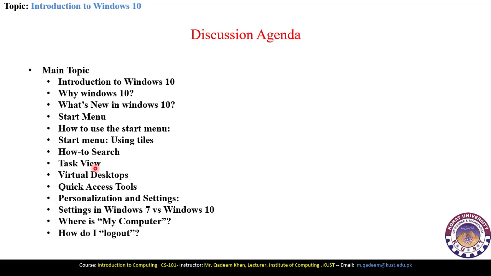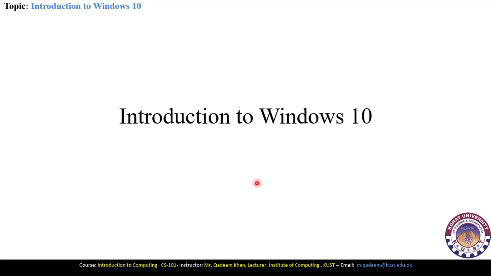How to perform the task views, virtual desktops in Windows 10, quick access tools in Windows 10, personalization and settings, including settings in Windows 7 versus Windows 10. Also, where is my computer in Windows 10 and how do I log out in Windows 10, including many other topics here. So, Windows 10 is the latest Windows of Microsoft. Basically, Windows 10 is a high-level Windows of Microsoft. This is a very easy Windows and it is recently launched in the market.